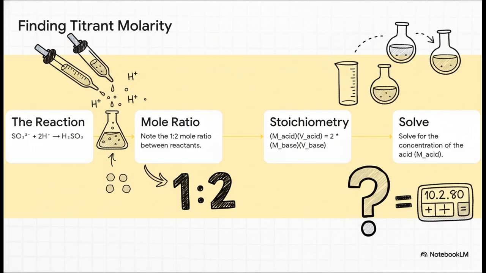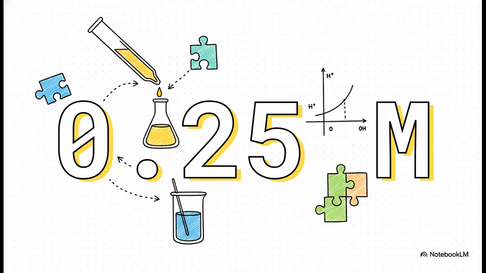We can use that relationship. This little bit of chemical accounting, it's called stoichiometry, lets us use the volumes we know to find the one thing we don't know, the concentration of the acid. And there it is. The concentration of our nitric acid titrant is 0.25 molar. Another key piece of the puzzle just clicked into place.